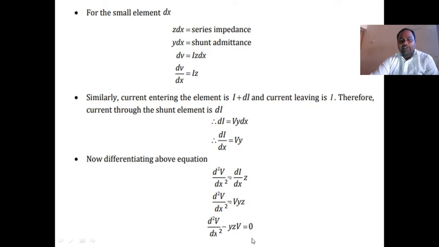This is a differential equation. Solve this differential equation and find out the value of V. The solution of this differential equation has two constants, C1 and C2: C1 e power m1x plus C2 e power m2x.